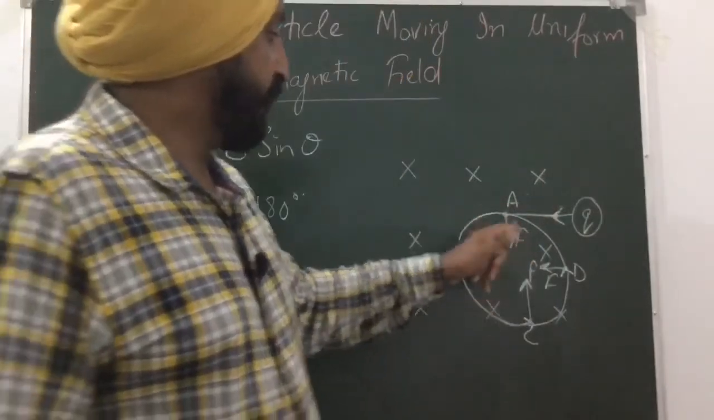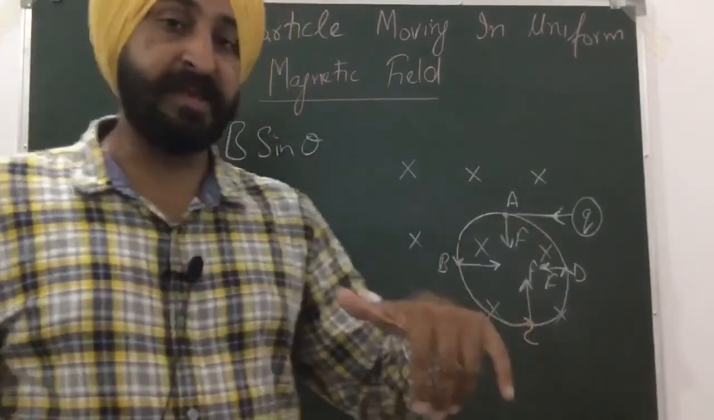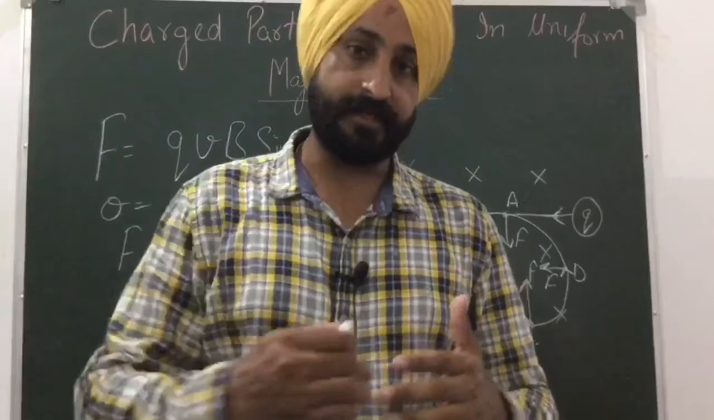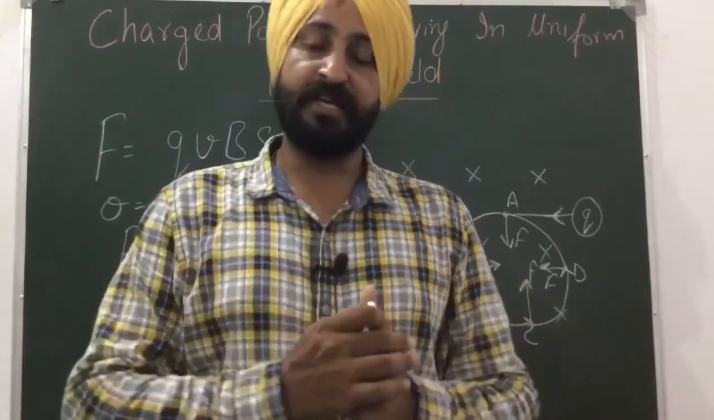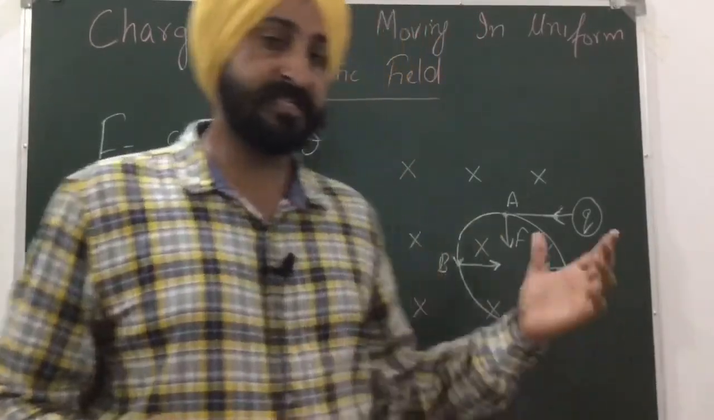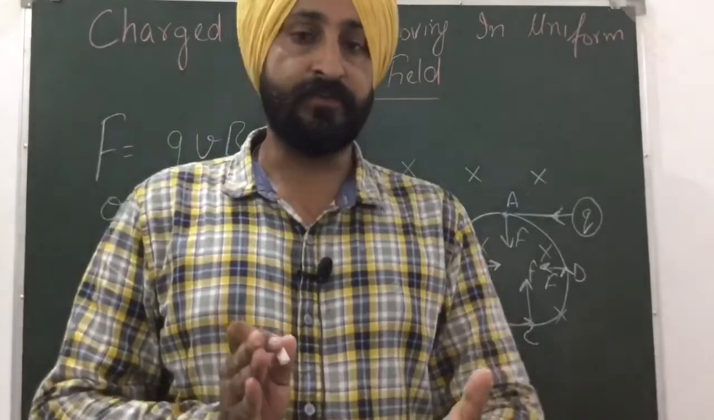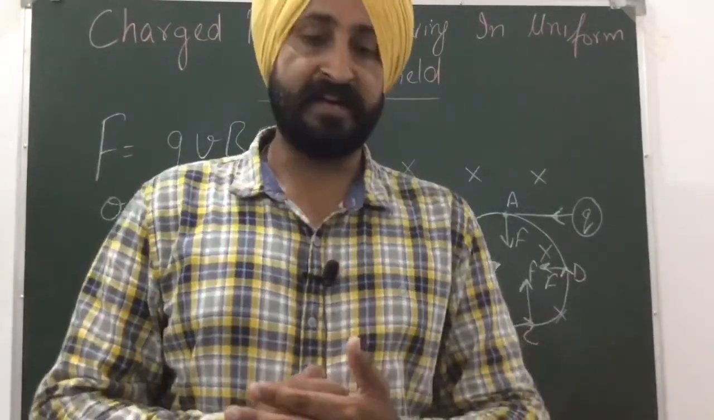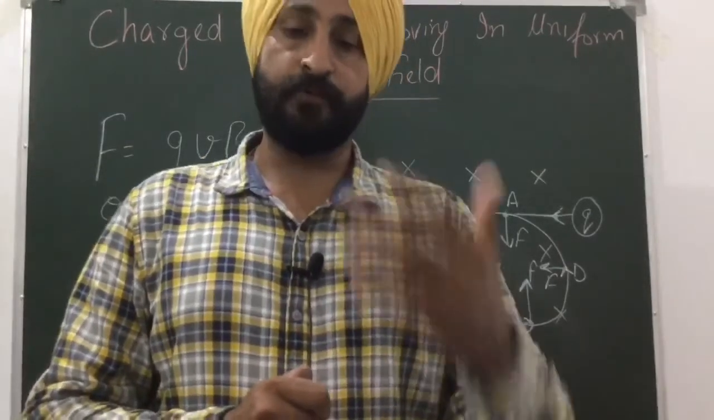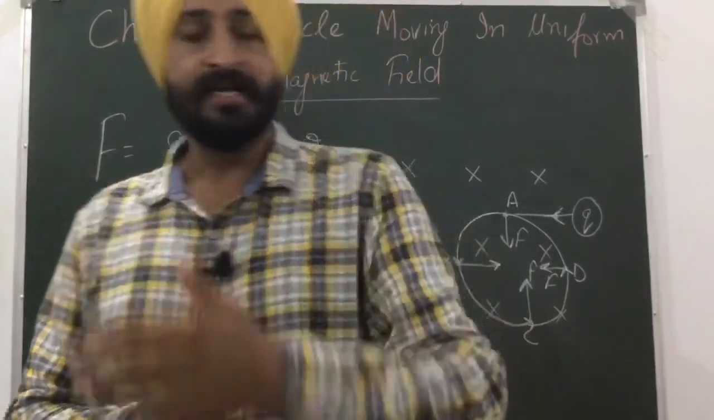So at every point of its path, it is experiencing a force towards its center, and this particle is following a circular path. So it is clear from this discussion that if a charged particle is entering a magnetic field perpendicular to the direction of the magnetic field, it will experience a force such that it will follow a circular path.